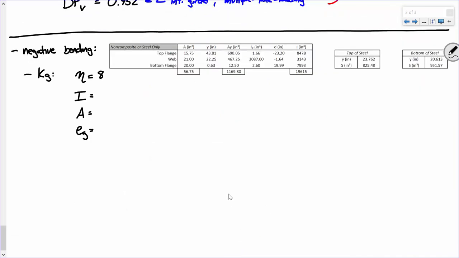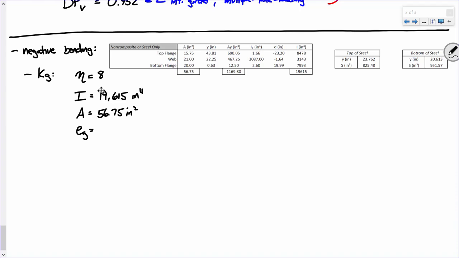Okay, so these are the section properties from the negative bending region. If you can't read that, I'll go ahead and fill this in. So the moment of inertia was 19,615 inches to the fourth. The area was 56.75 inches squared.